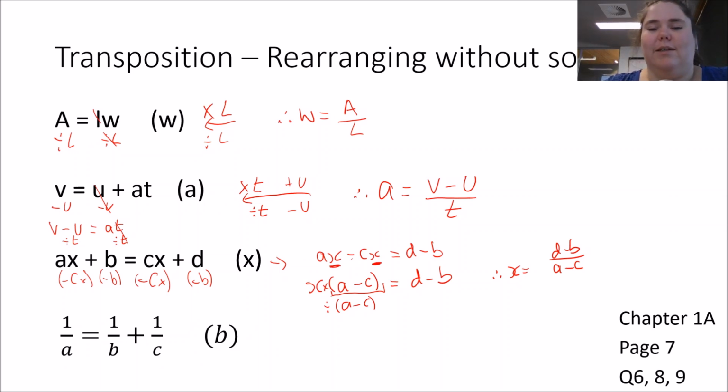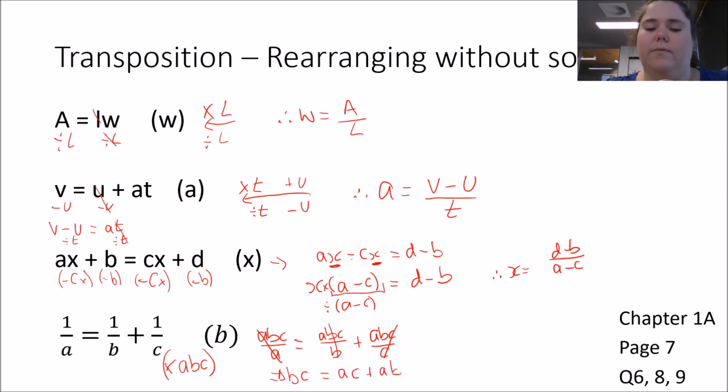Alright, now this guy here is one of my favourite questions. Don't know why, it's just lovely, it just solves so nicely. So they're fractions, so we want to get rid of them. We're going to do a sneaky step and times everything by abc. Because if we have abc on a, that goes away. abc on b, they go away. abc on c, they go away. Which leaves me with bc equals ac plus ab.